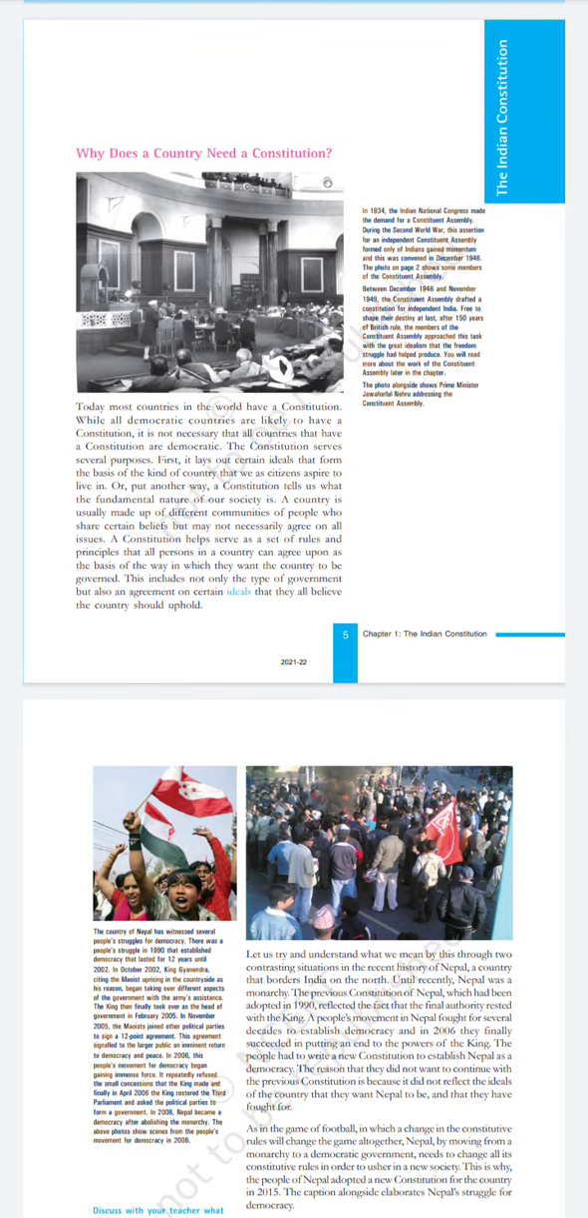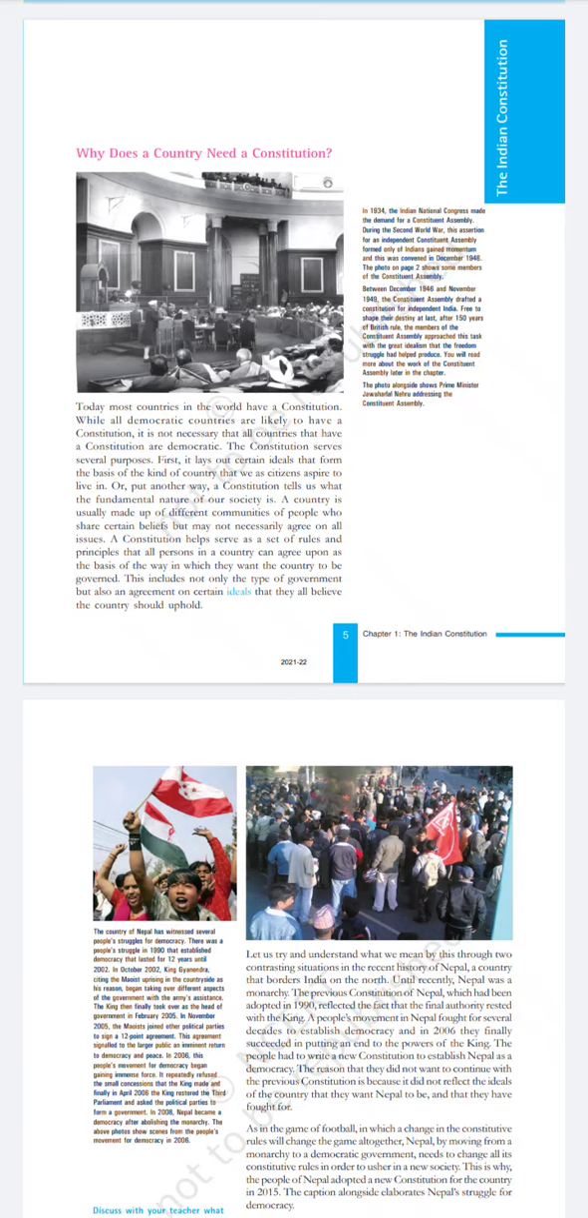Why does a country need a constitution? Take a look at this image. In 1934, the Indian National Congress made the demand for a constituent assembly. During the Second World War, this assertion for an independent constituent assembly formed only of Indians gained momentum, and this was convened in December 1946. The photo on page 2 shows some members of the Constituent Assembly.